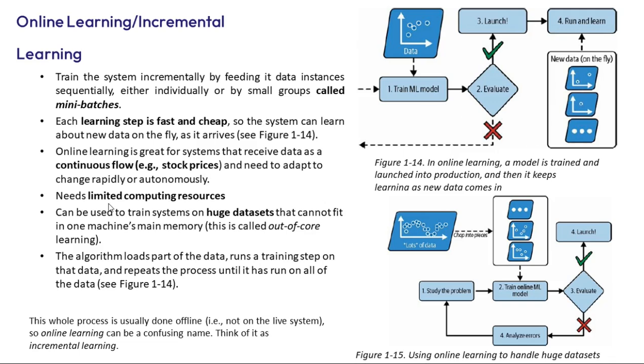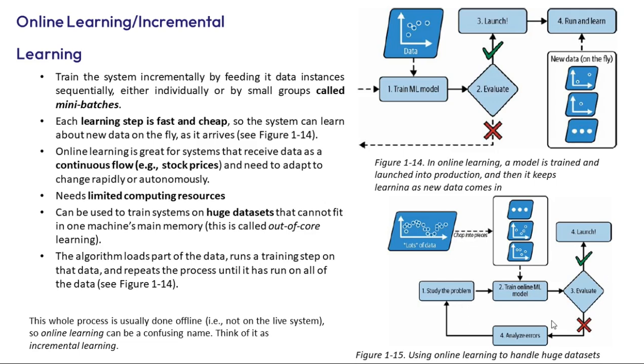So this process will need limited computing resources, right? And it will require less memory also, because you are splitting the huge data sets into many small chunks of data. It will need less memory in the system. And that's why this is called online learning, but this is actually done offline. We don't do it on the live system. So that is why it's also called incremental learning.